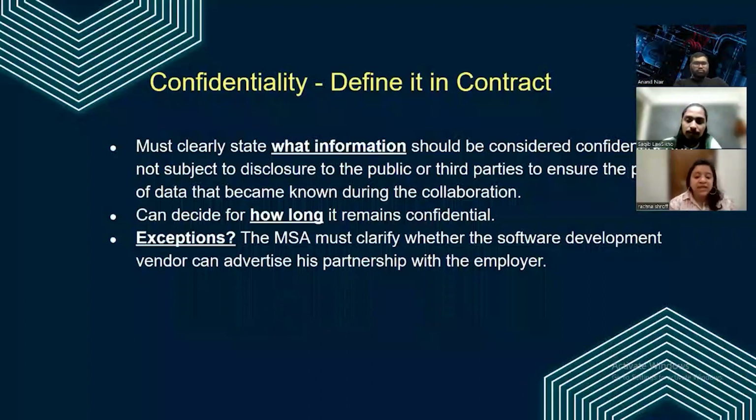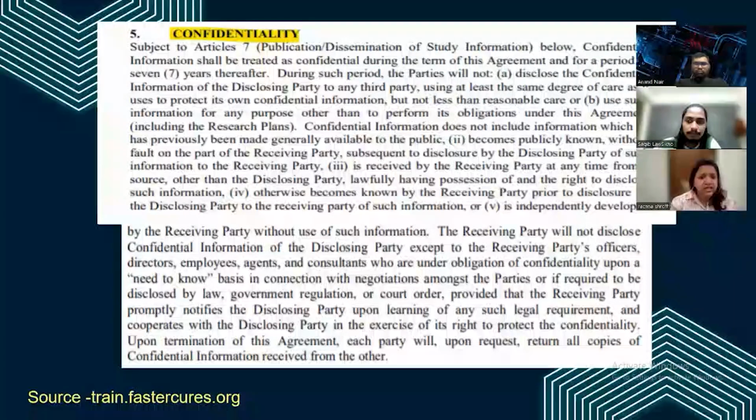The MSA must clarify whether the software development vendor can advertise its partnership with the employer. Usually they don't allow this unless the product is announced by the employer. They say: you make it, keep it, let's test it, let's launch it. After that, they give the vendor the right to put it on their website, showing that they've worked with us, or are in partnership with us, or are one of our clients. That's fine, but not at the very inception. You can put it under confidentiality. So that's about it. Let's move ahead.